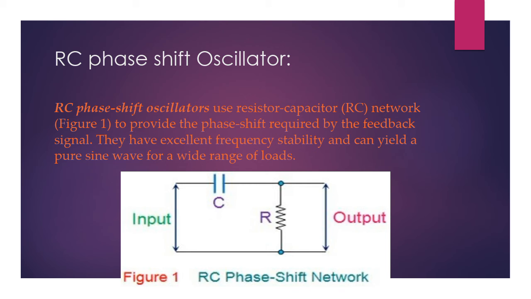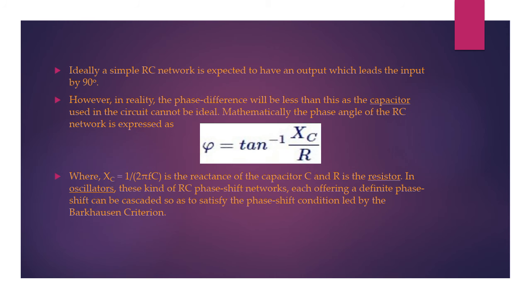See the block diagram: here is the input, capacitor, resistor, output. This is nothing but an RC network. Ideally, a simple RC network is expected to have an output which leads the input by 90 degrees. However, in reality, the phase difference will be less than this as the capacitor used in the circuit cannot be ideal. Mathematically, the phase angle of an RC network can be expressed as tan inverse of XC by R, where XC is 1 by 2 pi fC, the reactance of the capacitor C, and R is the resistor. In oscillators, these RC phase shift networks, each offering a definite phase shift, can be cascaded so as to satisfy the phase shift condition led by the Barkhausen criterion.